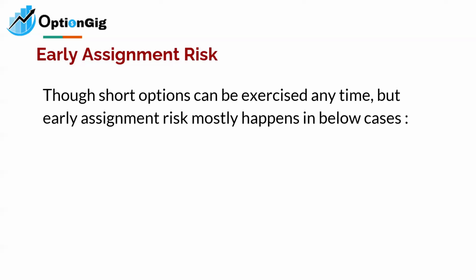So if I have sold an option, I could be assigned at any time. Because if the buyer can exercise at any time, then the seller could be assigned at any time. But most of the time it will happen just a week before expiration, in the last week of expiration. But sometimes it could happen earlier also. And let's look at the cases in which it could happen earlier.